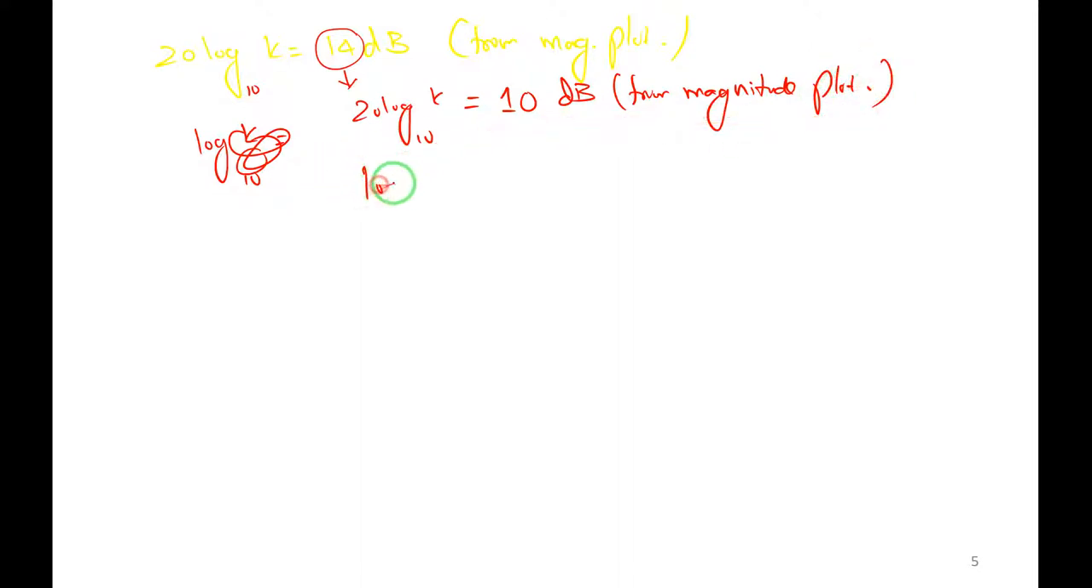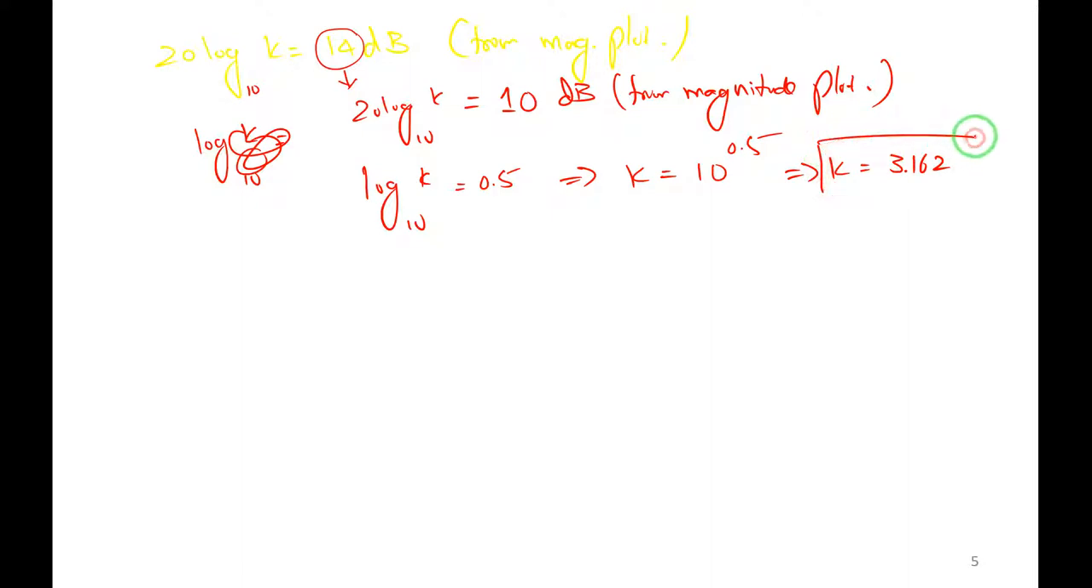So log k to the base 10 is equal to 10 divided by 20. So 10 by 20, I'm getting 0.5. Which implies, what is the value of k? K is equal to 10 to the power of 0.5. So I'm getting 3.162. This is the value of k. Is it fine? K equal to 3.162.